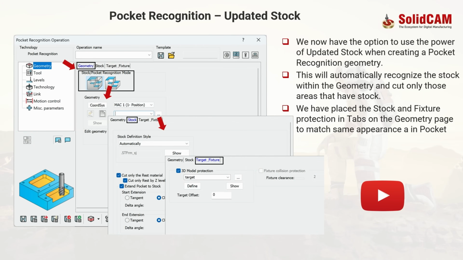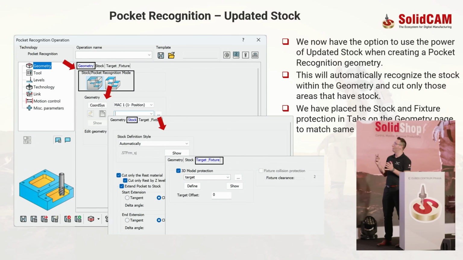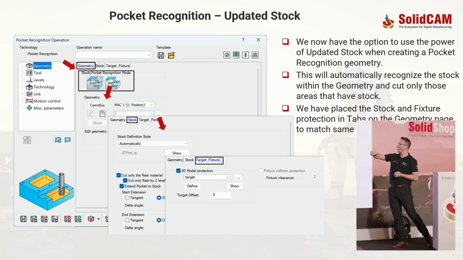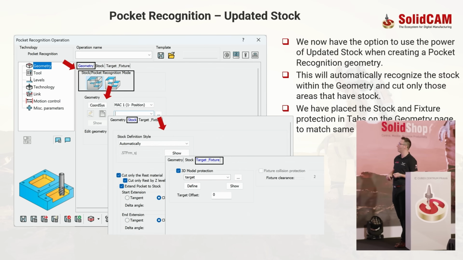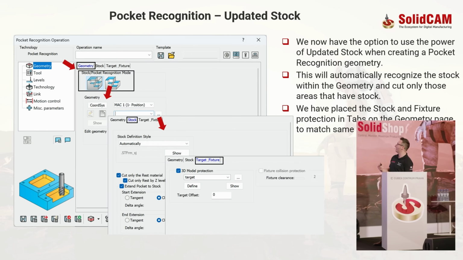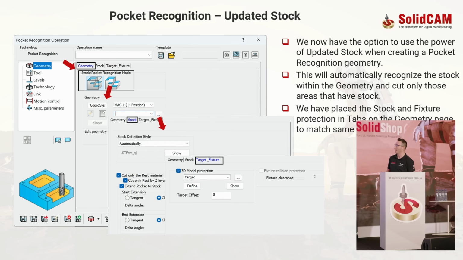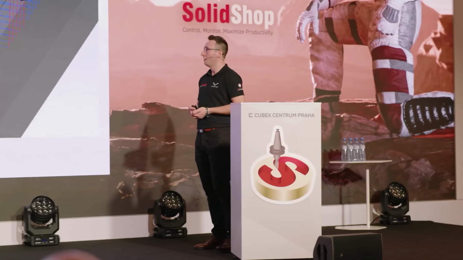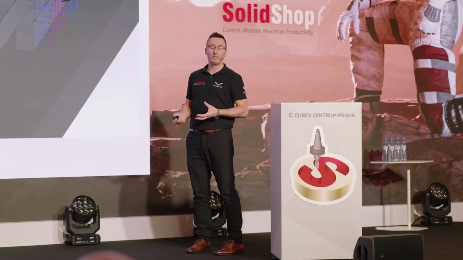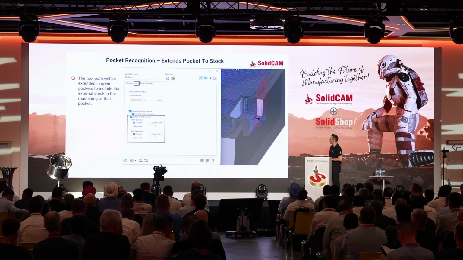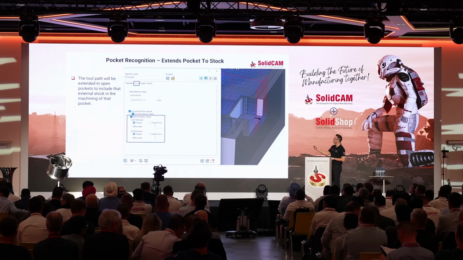The next one that I like is that we put updated stock in the pocket recognition. So now you will see there, we have the stock there. We also have the target fixture. And now we will completely remove unnecessary toolpath, and we will take stock into account. So that's great. And there are a couple of nice options that you can really manipulate with how much you want to extend this, etc.